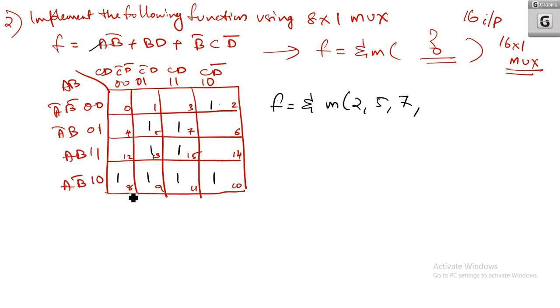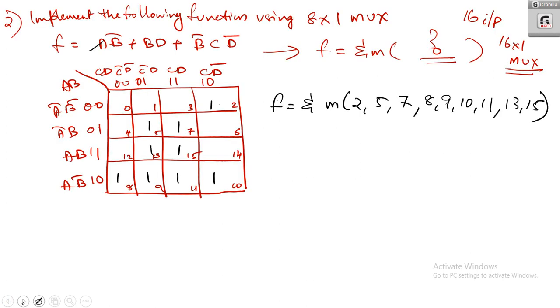8, 9, 10, 11, then comes 13 and 15. This is a way to convert it into minterm form. So I have directly converted it into minterm form, that means I have taken the corresponding numbers. That is it.